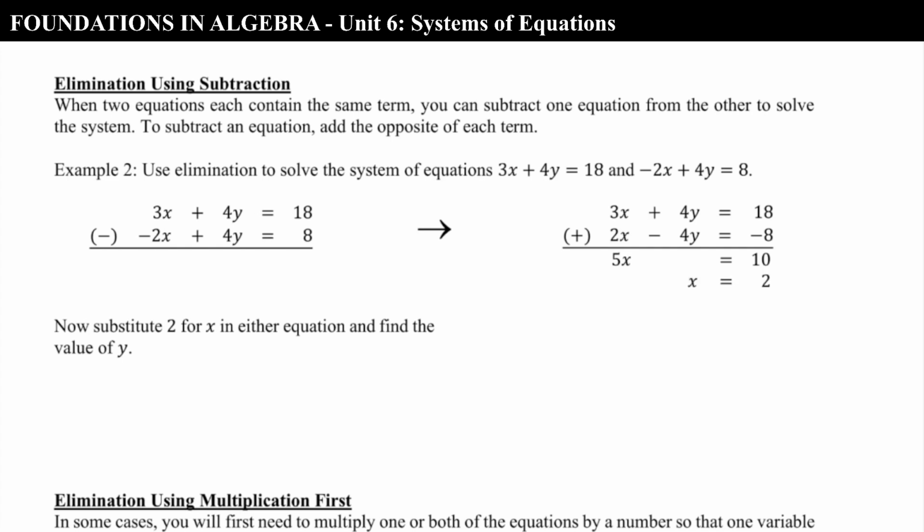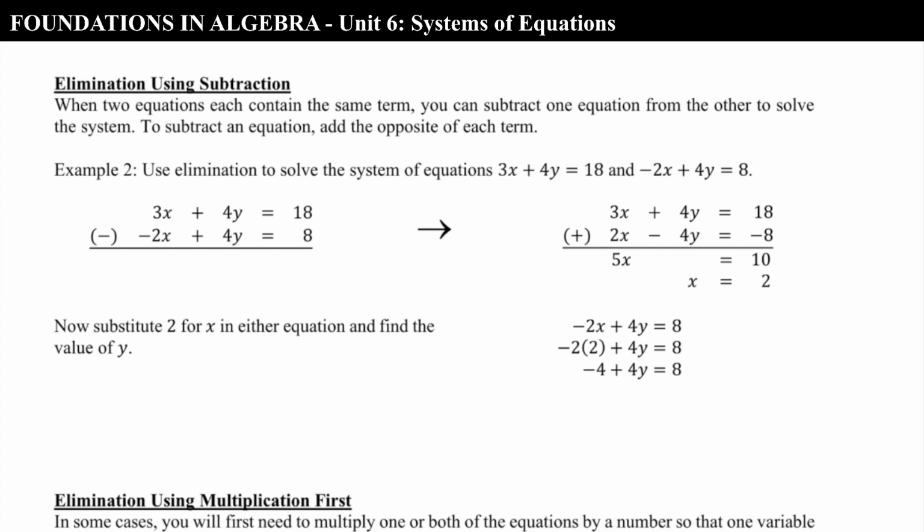Now we're going to substitute 2 in for x in either equation to find the value of y. Let's do it in the second one this time. Negative 2x plus 4y equals 8. X equals 2, so we're going to plug that in. Negative 2 times 2 is negative 4.